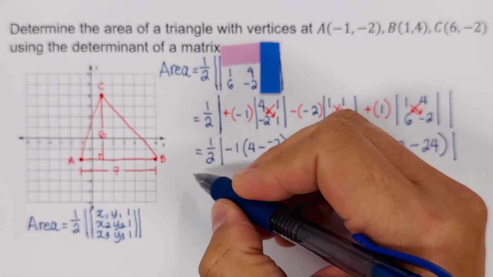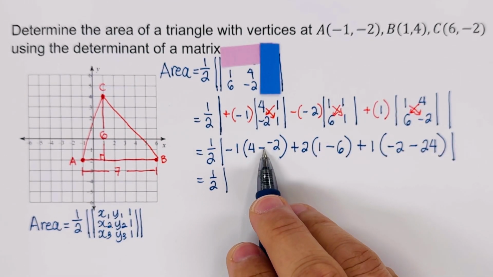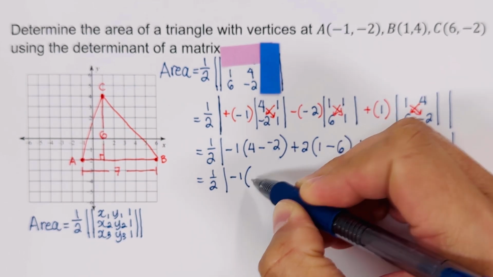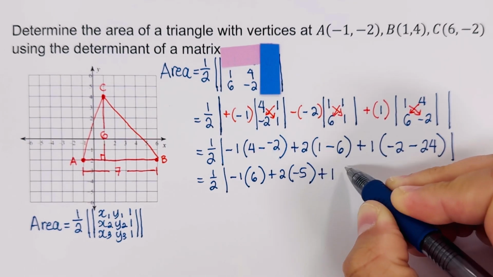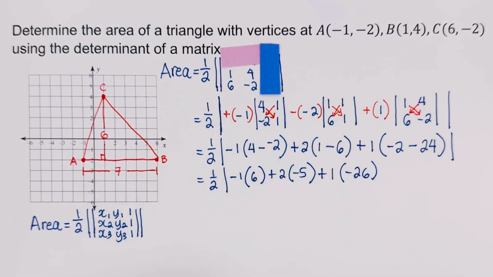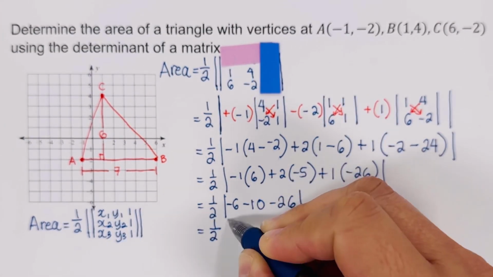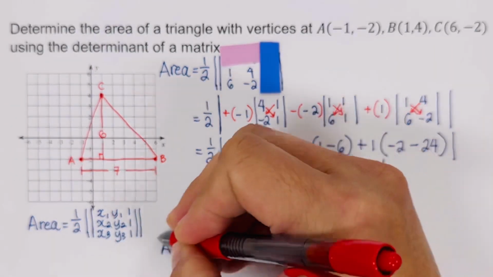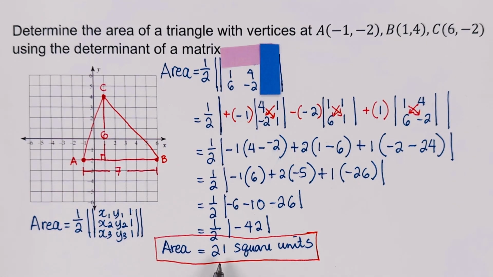So we simplify this. We get 1/2 of the absolute value of, this turns into a plus, so that is -1 times 6 plus 2 times negative 5 plus 1 times negative 26. I'm going to simplify this value. So the area of this triangle using the determinant of a matrix is 21 square units, because the absolute value of 42 is positive 42. Half of positive 42 is 21.